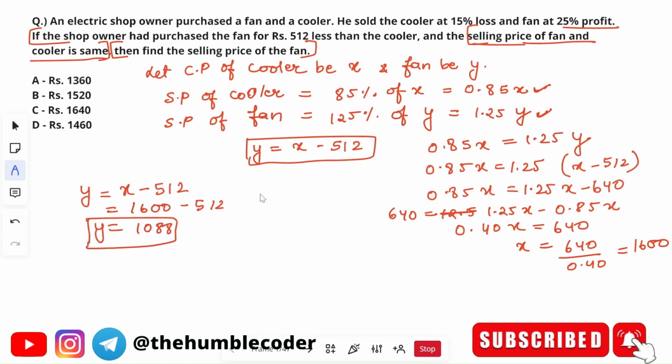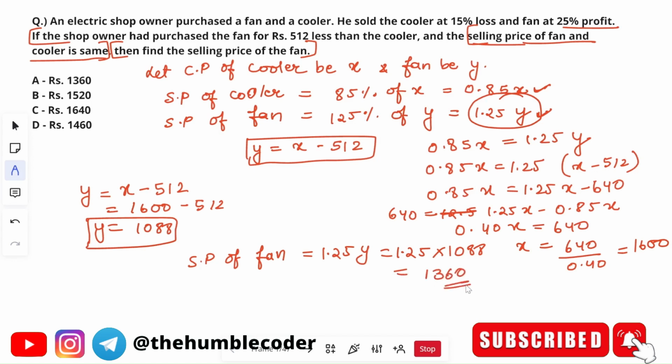Actually, I told you at the start of the question, right? If we find the y value, we can find the selling price of the fan, because we have already found the selling price of the fan in terms of y. So the selling price of the fan was 1.25y. Now 1.25 multiplied by 1088 will give us 1360 as the final answer. So this is the correct answer for this question.